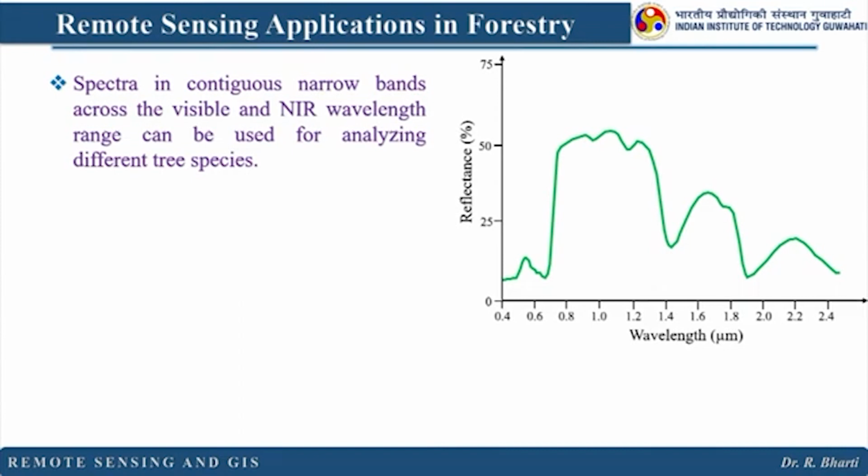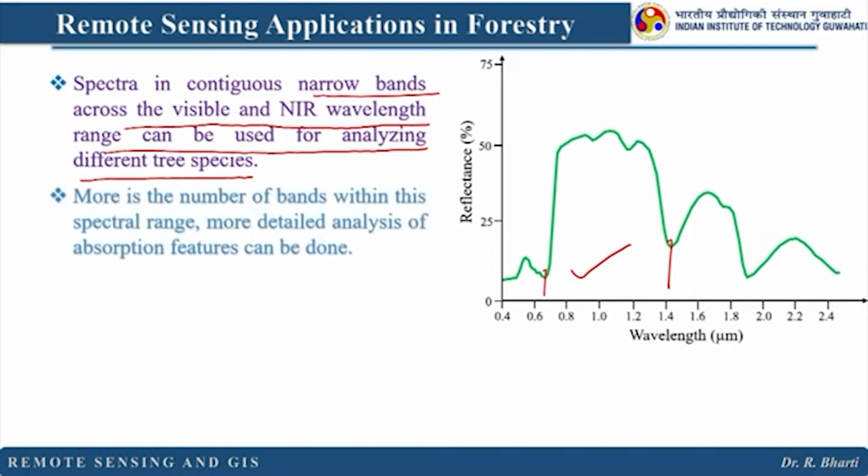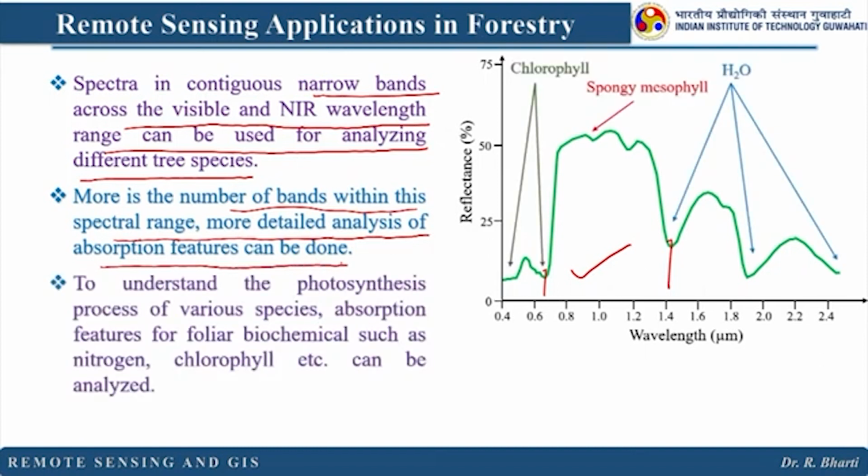Spectra in contiguous narrow bands across the visible and NIR wavelength range can be used for analyzing different tree species, right? I hope you remember the vegetation spectral profile. Here the position is actually the indicator of the composition and internal atomic structure, right? So if there is a slight change in the position or the orientation, then it says this is a different type of species. The more bands within this spectral range, the more detailed the analysis of absorption features that can be done. That is already understood from earlier lectures.